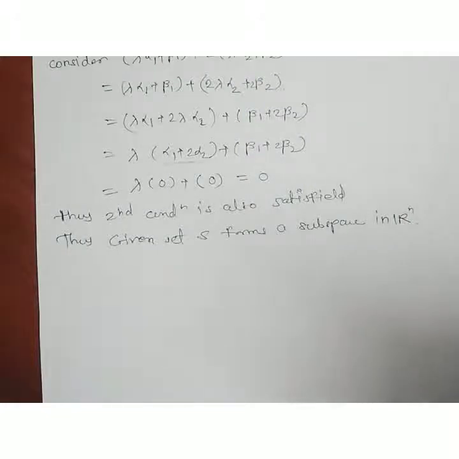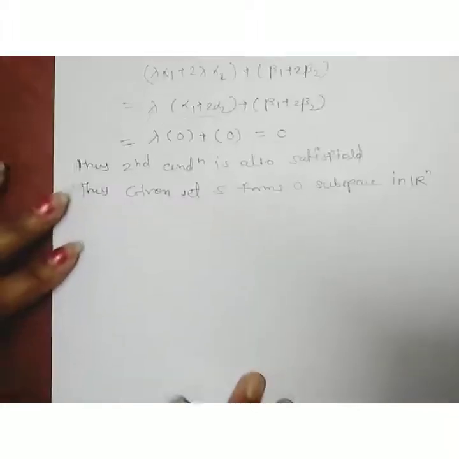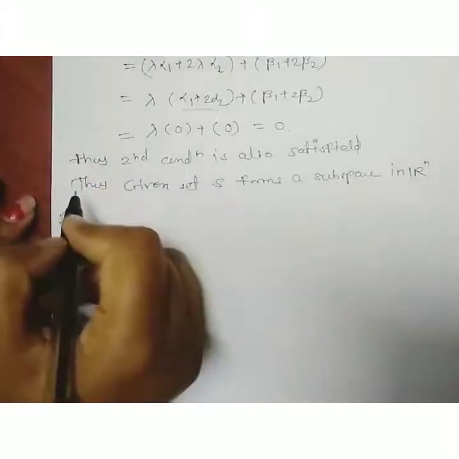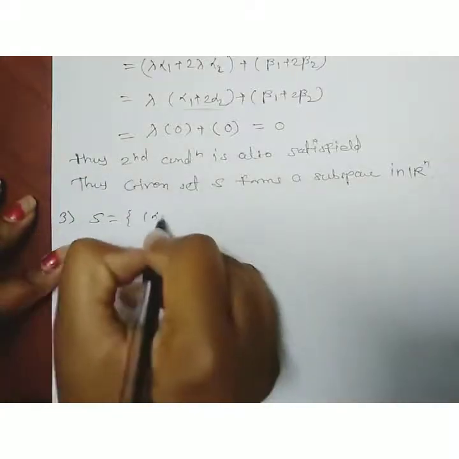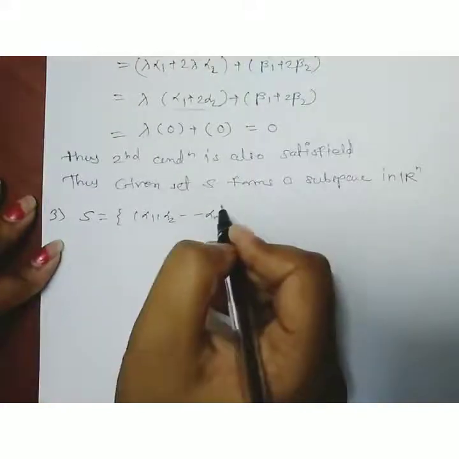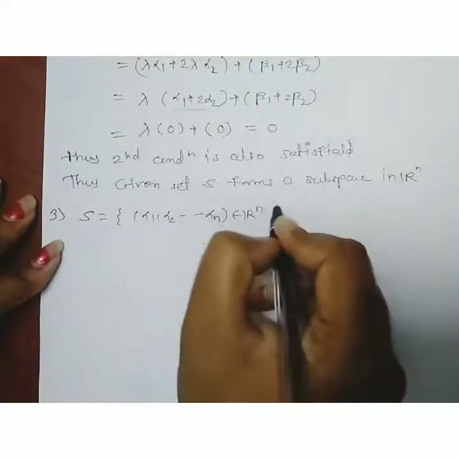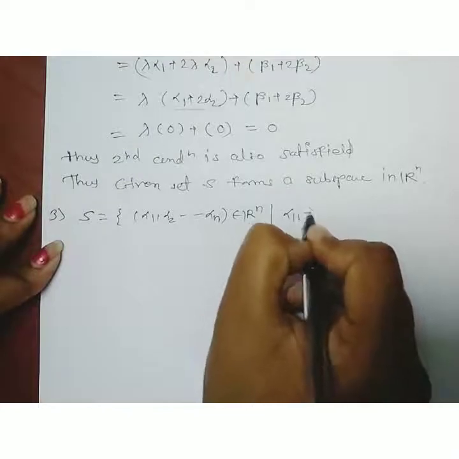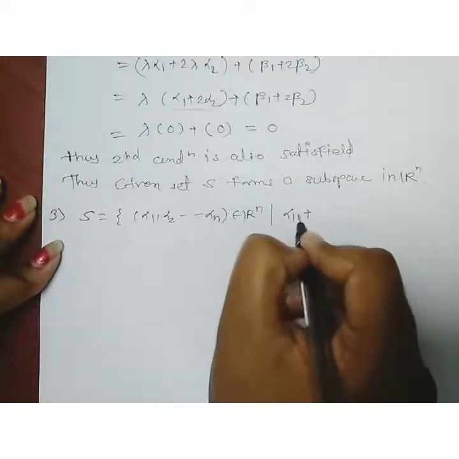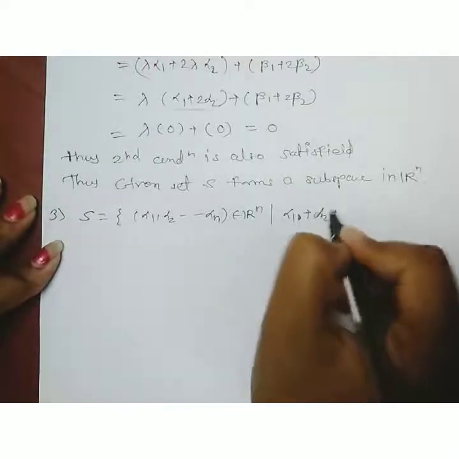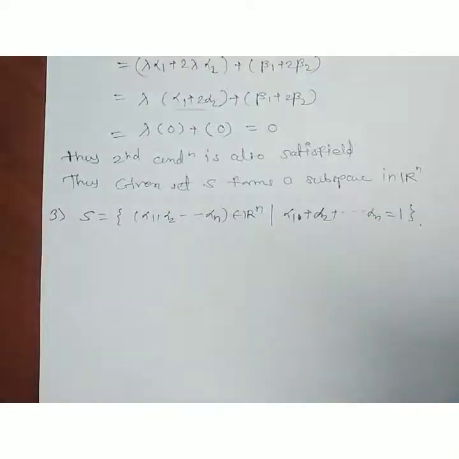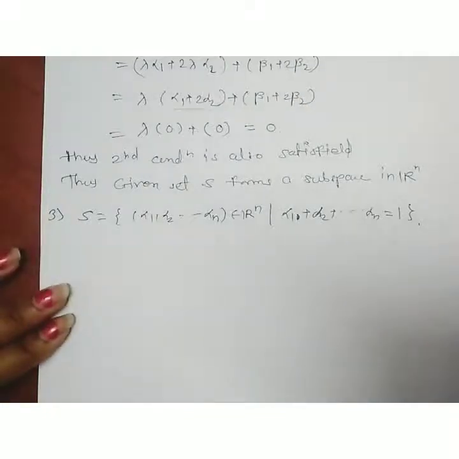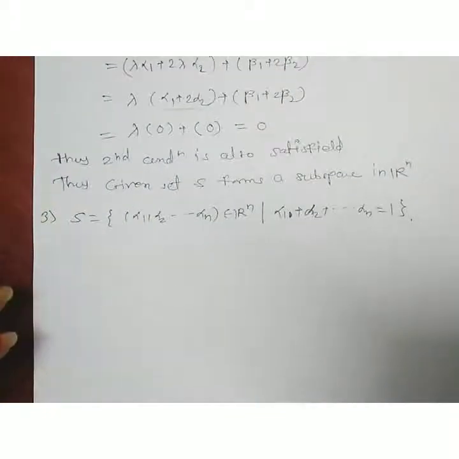So these are some examples for showing the subspaces in Rn. Now the next is for your homework. The third example is, let us consider S is equal to the set consisting of alpha 1, alpha 2 up to alpha n belongs to Rn such that alpha 1 plus alpha 2 plus up to alpha n is equal to 1. Show that this set is a subspace or not.